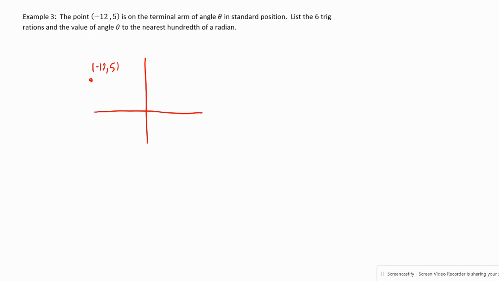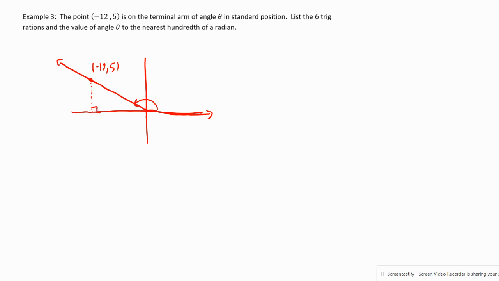Okay, now the terminal arm, if you remember, goes from, here's our initial arm, and here's our terminal arm like this. So we're saying that this point lies on the terminal arm over here. That means our angle theta is this guy over here. Now, what we need to do is draw a triangle like this.